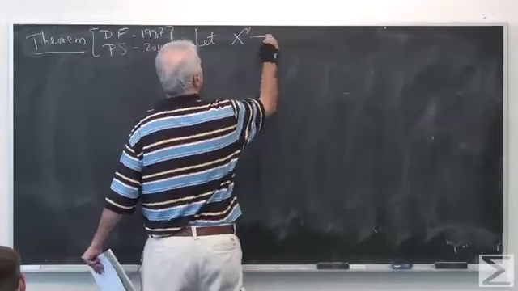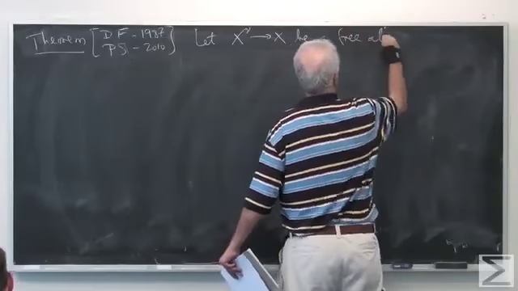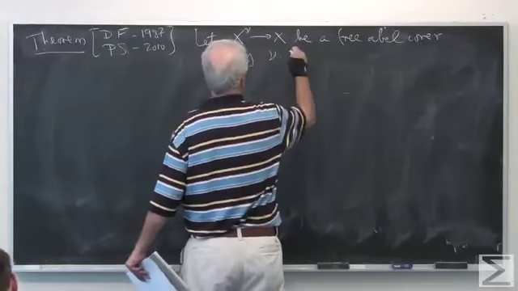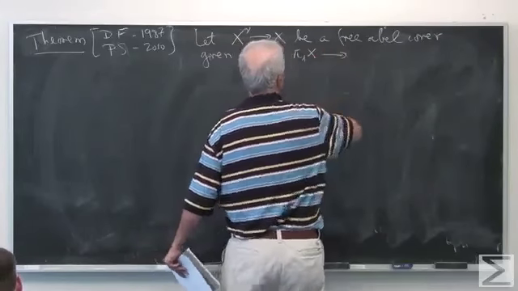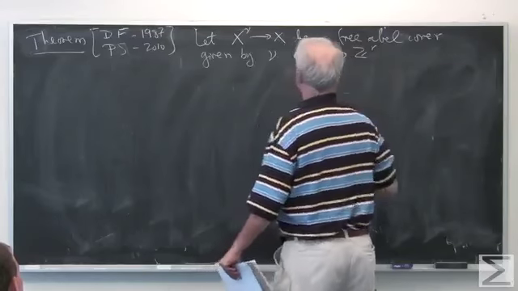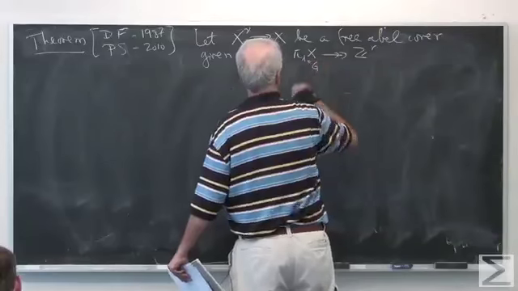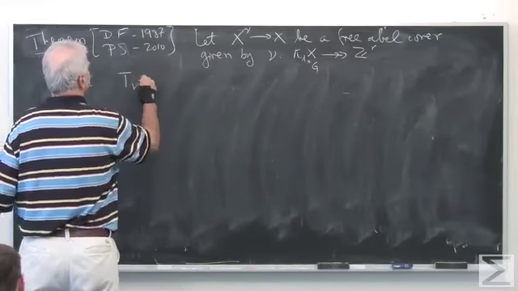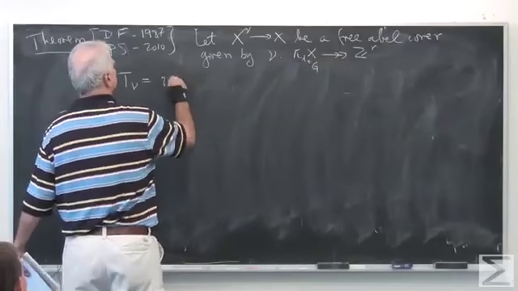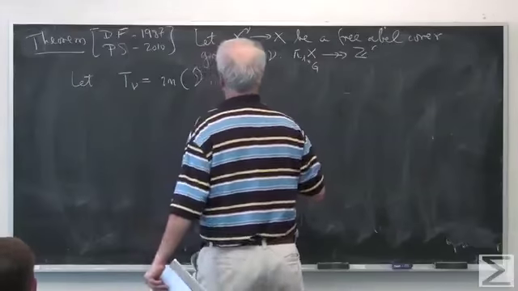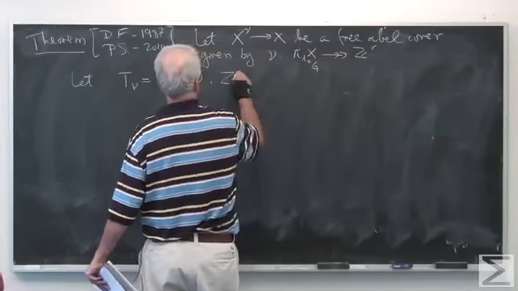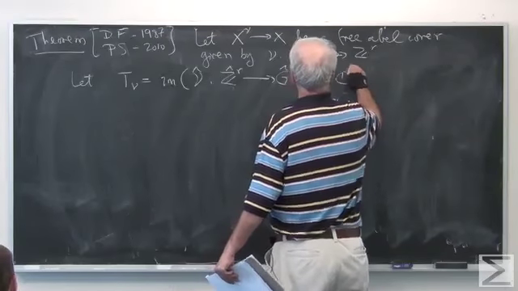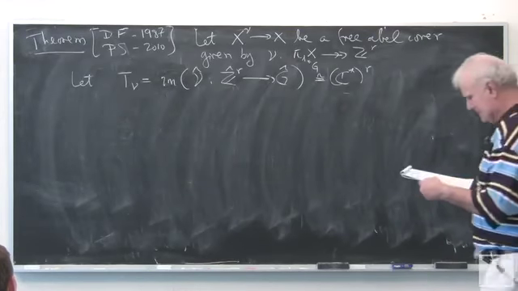Let X_nu be a free abelian cover given, as you remember, by an epimorphism nu from pi_1 X to Z^r. I remind you this was G. Let T_nu be the image of nu hat. So nu hat goes from the character torus of Z^r to G hat, and so this is a C star to the r.